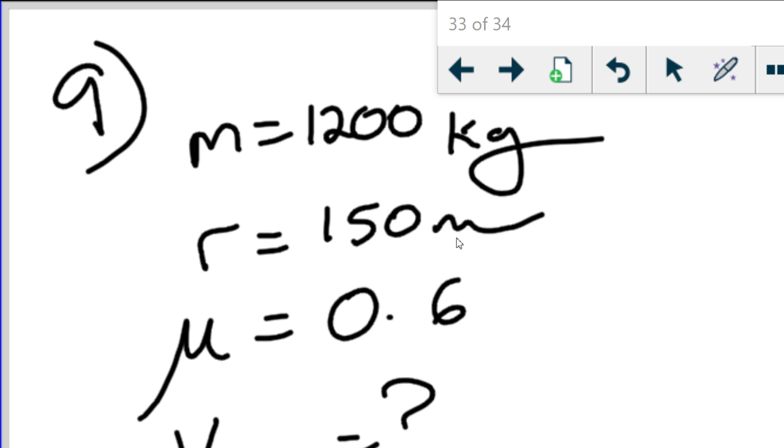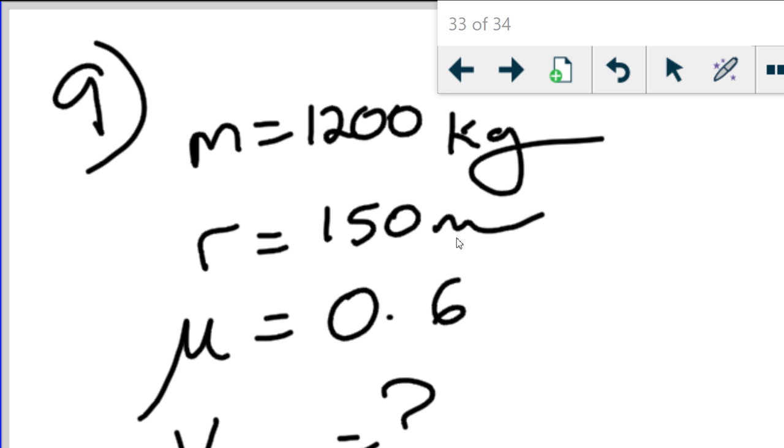So what was pulling him inwards, or pushing him inwards? Static friction, right? So this inward force that I'm missing here is my force of static friction. Make sense? All right, is everybody good with this?